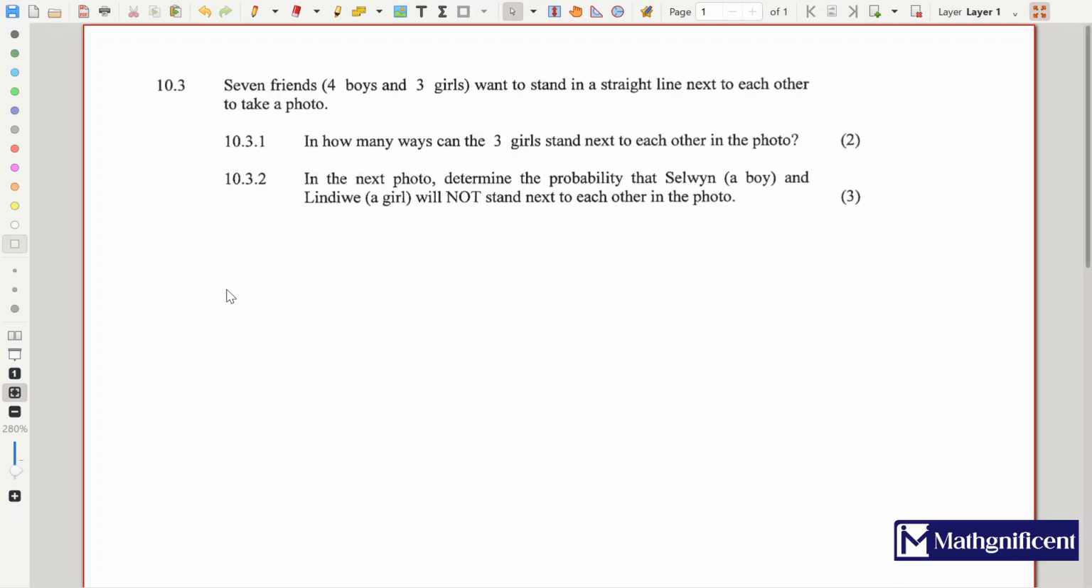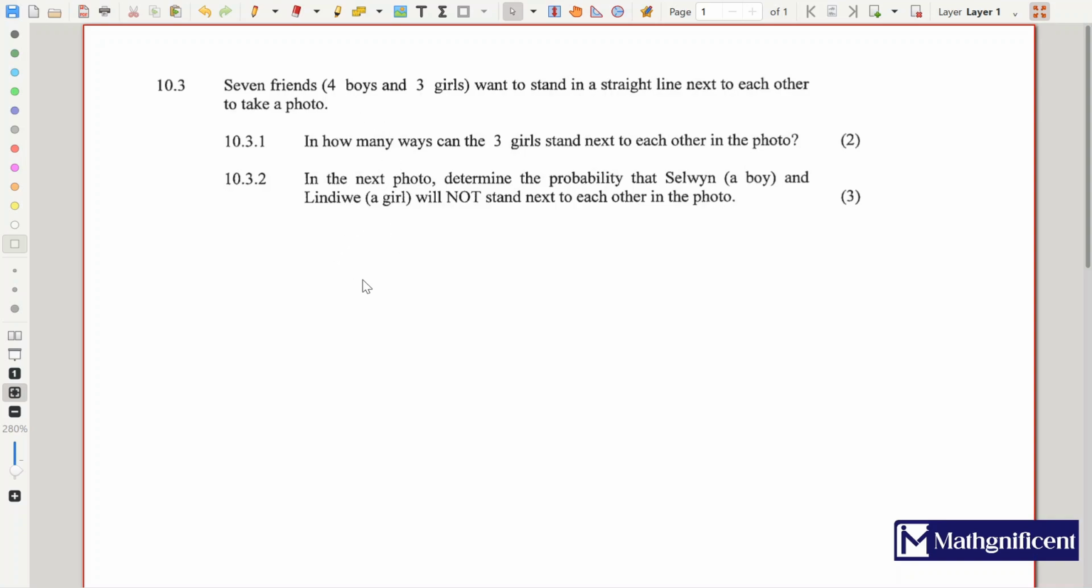Hi guys, so now we have this question here. It says that 7 friends, 4 boys and 3 girls, want to stand in a straight line next to each other to take a photo. So we have 10.3.1, which says, in how many ways can the 3 girls stand next to each other in the photo? We have these 7 friends, of which there are 4 boys and 3 girls. It says, in how many ways can the 3 girls stand next to each other, right?